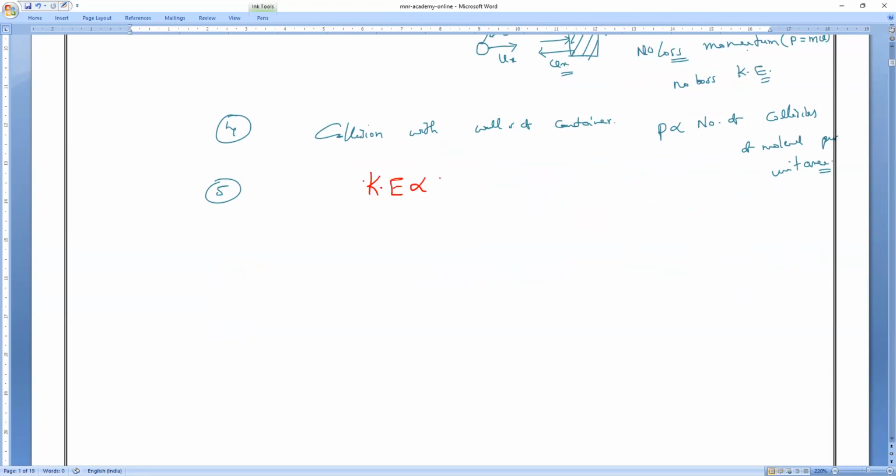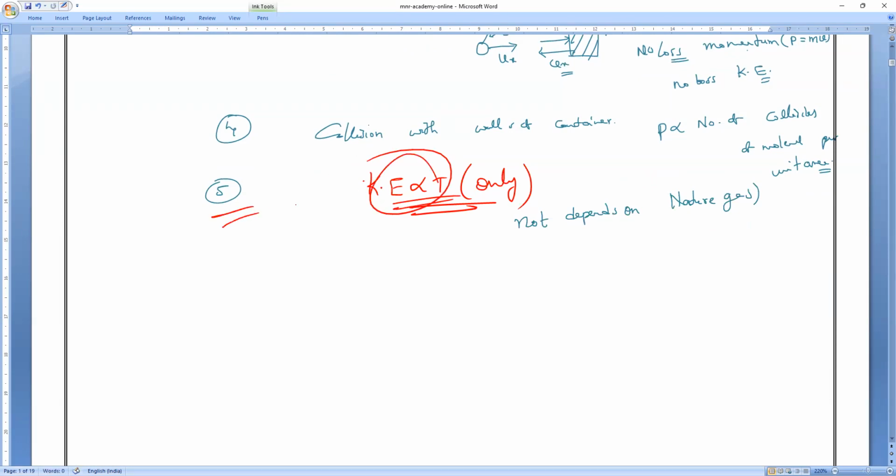Next, the most important thing is this one. Kinetic energy of a gas only depends on temperature. Please remember that. It only depends on temperature, not on the nature of the gas. So hydrogen, oxygen, helium, there is no relation. The kinetic energy of the particles is only directly proportional to temperature. Today we have the importance of this also.